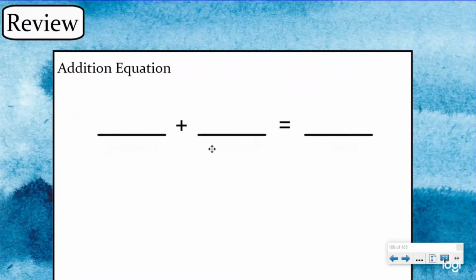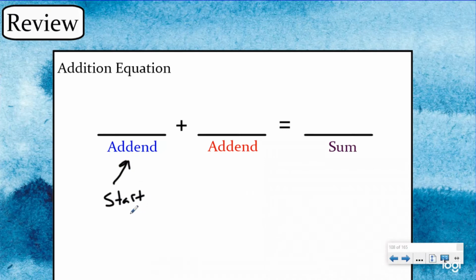All right, to review, here's our basic addition equation, and this is what we're working on today. Our two parts that we are adding are called the add-ins, right? So blue and red, and that is going to give you the sum. You've learned that a long time ago, but it's always good to review. Your first add-in is where you're going to start on the number line, and then your second one is where you are going to move.